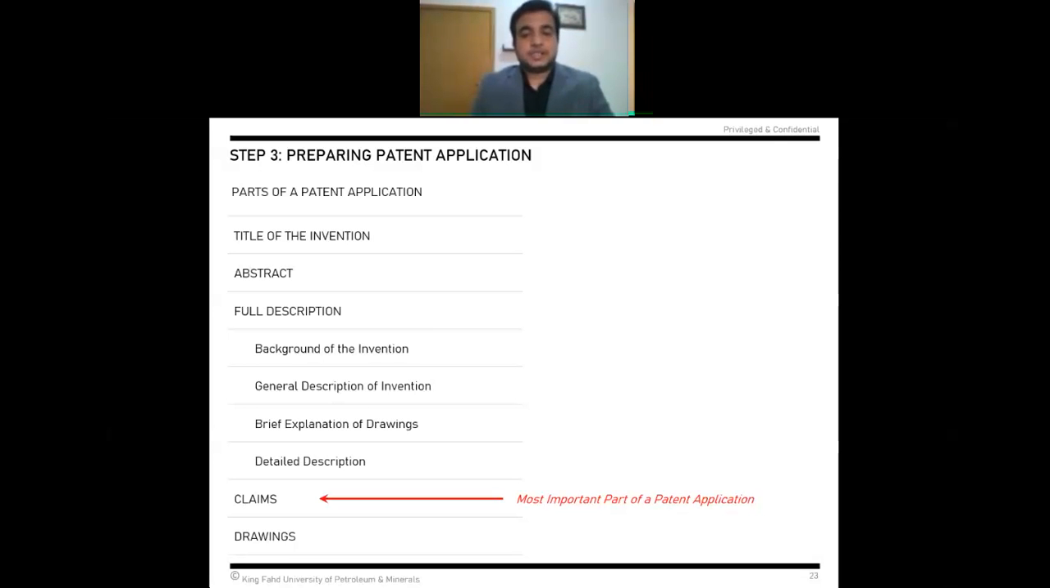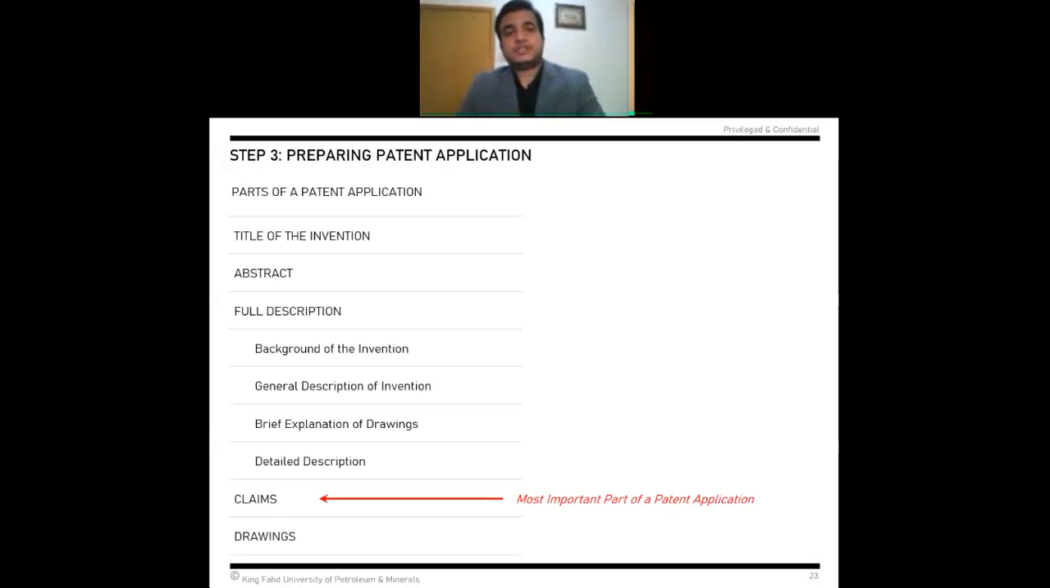The next is claims. Claims is the most important part of a patent application. It is within the claims that you describe what your invention is. And what is written in claims protects your invention. So it is really important to write the claims in the way that broadly covers your invention. The last one is drawings. Of course, if there are drawings which are accompanied by the text, you should put all of them and make sure that they sufficiently help in describing the invention or understanding the invention. So this was part three, preparing patent application.